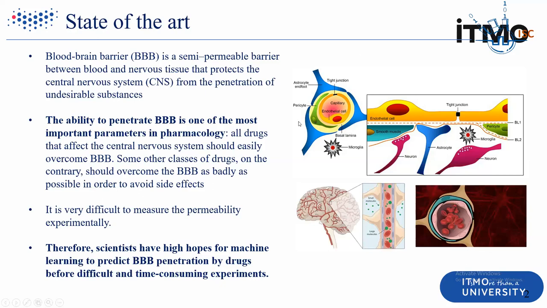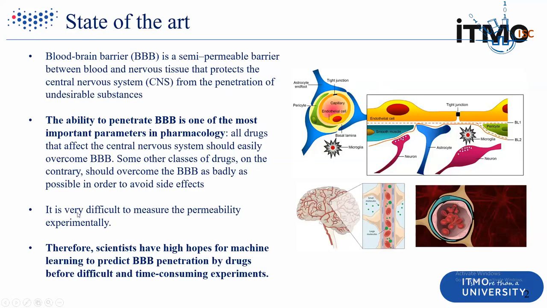So, on one hand, the blood-brain barrier protects the brain. On the other, if we keep it impermeable, then the drug-like substances would not permeate the blood-brain barrier and will not reach the sites of action to treat some CNS-related diseases, for example, cancer like glioblastoma, etc. So it is very difficult to measure permeability experimentally.